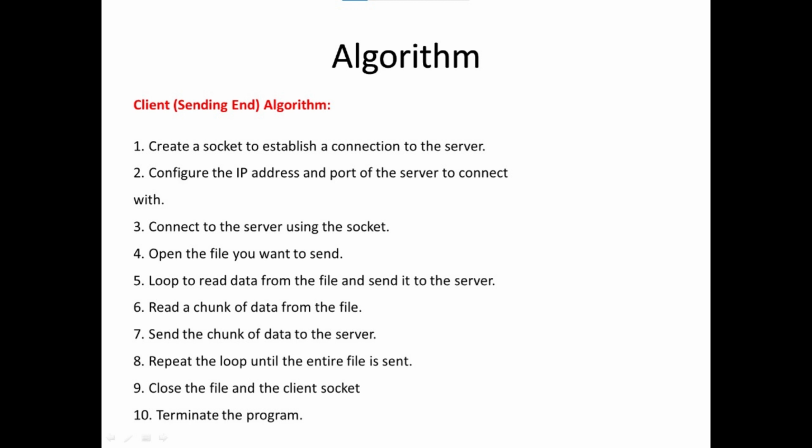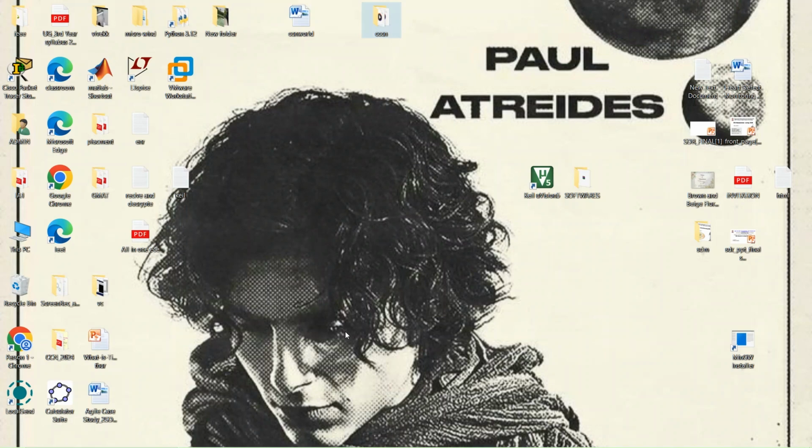Loop to read the data from the file and send it to the server. Read a chunk of data from the file. Send a chunk of the data to the server. Repeat the loop until the entire file is sent. Close the file as well as the client socket. Terminate the program.